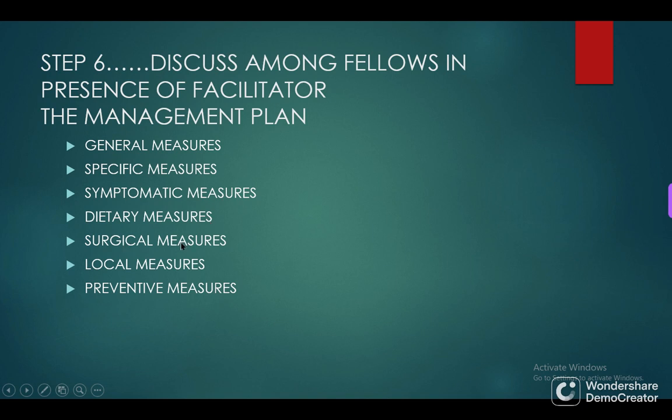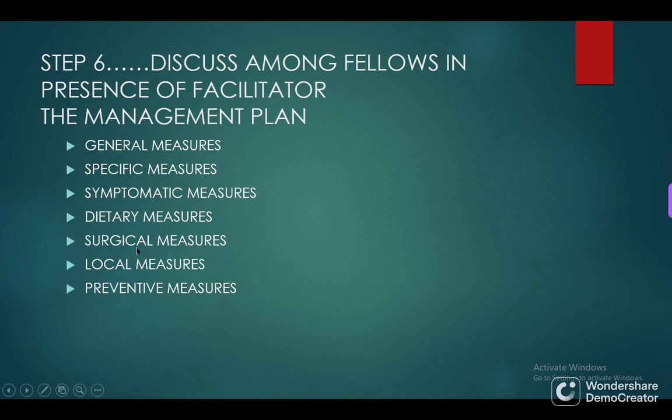Then surgical measures could be done in those cases where the failure is there after your antibiotic therapy has failed, or there is a fungal type of disease, or if the tricuspid valve is not the original valve, it is a prosthetic valve. These are the surgical measures, or repeated or refractory congestive cardiac failure. These are the indications of the surgical measures.